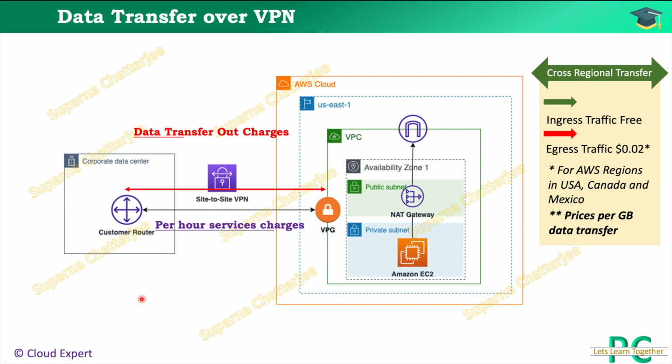Since you are using site-to-site VPN, you have to remember that site-to-site VPN has per hour service charges. Now there are two charges that will be applied: data transfer out charges, and on top of that, site-to-site VPN per hour service charges. If you have more than one VPN, in that case you are paying the per hour service charges for the number of VPNs you create. But data transfer out charges will be cumulated across your VPN connections.